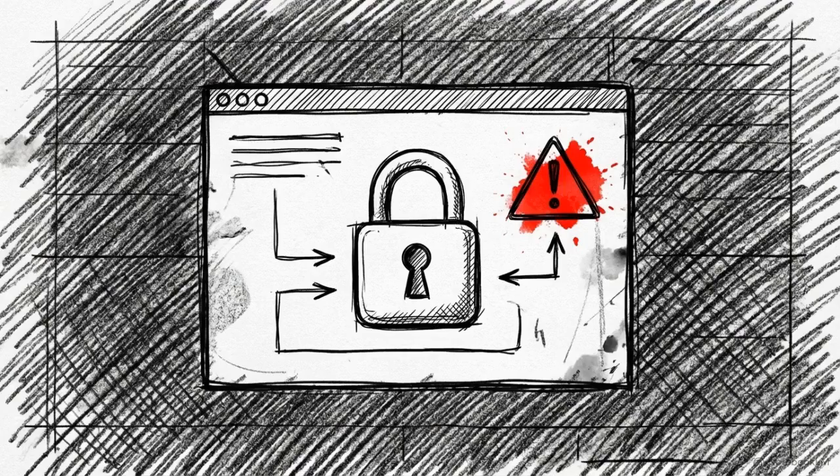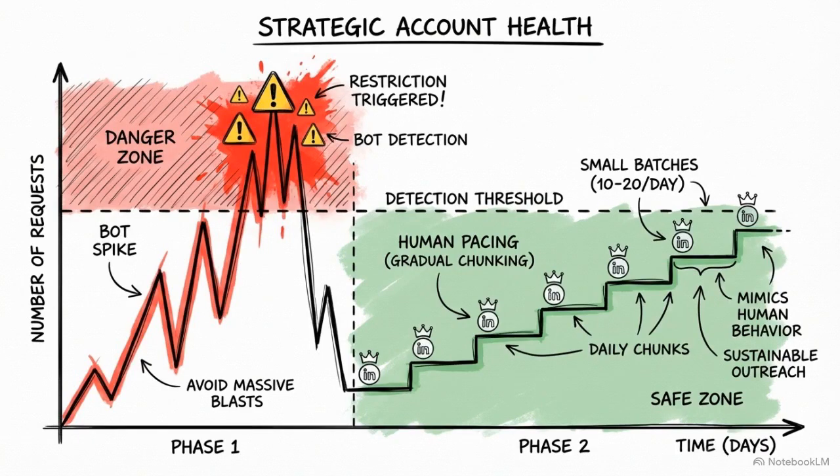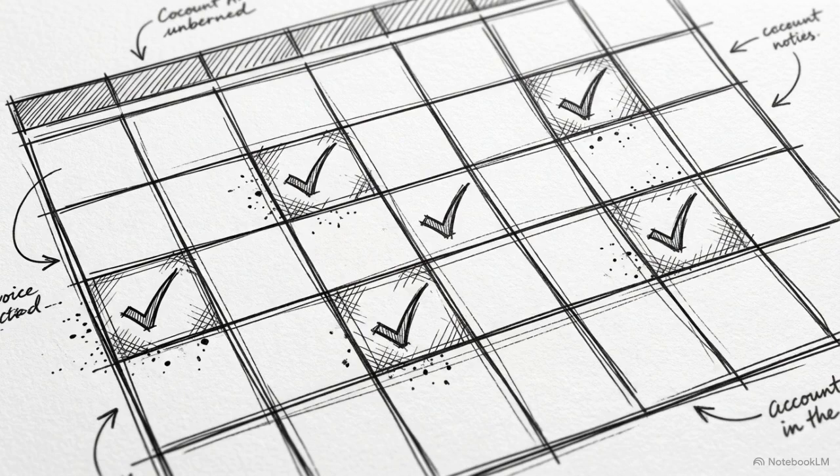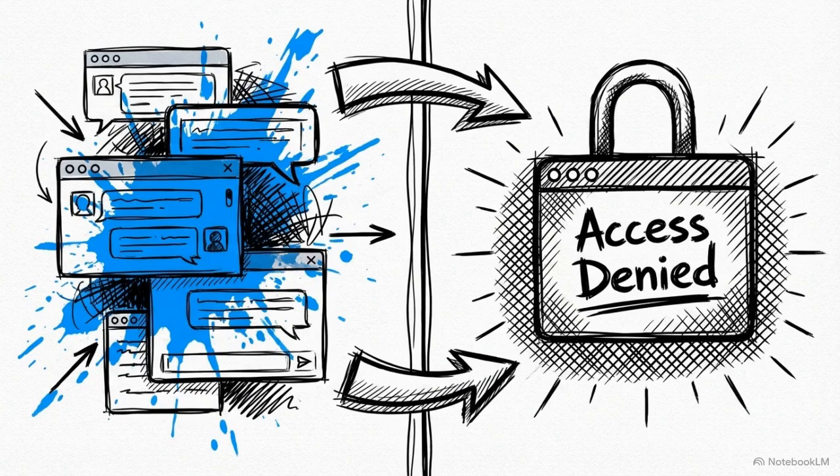Do not instruct the AI to process your entire database at once. LinkedIn's bot detection monitors your activity. Firing off hundreds of requests rapidly will violently spike your account and trigger restrictions. Instead, use gradual chunking. Run small batches across multiple days to mimic human pacing. Pacing your outreach and applying restraint is the single factor that determines whether you build a sustainable lead generation engine or end up with a suspended account.